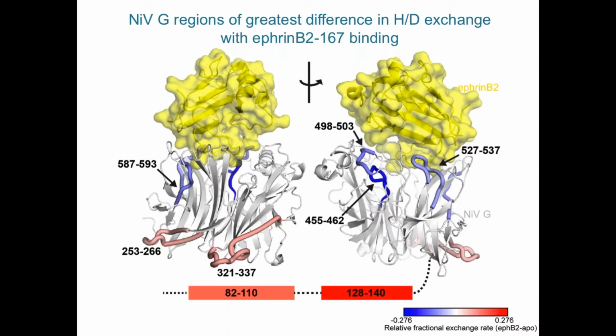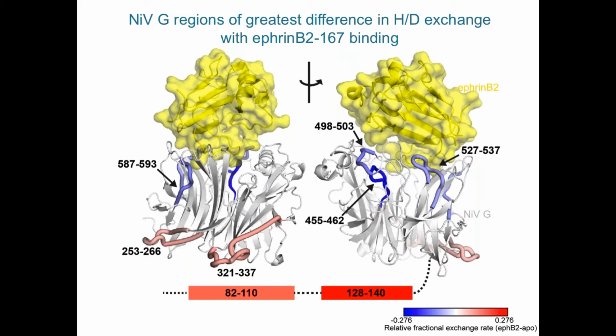So the regions with most significant difference in hydrogen deuterium exchange are mapped onto the crystal structure of the Nipah-G head domain in complex with monomeric FNB2. So this illustrates that the changes are occurring in regions even distant from the binding interface of FNB2 to Nipah-G, meaning that allostery is taking place.